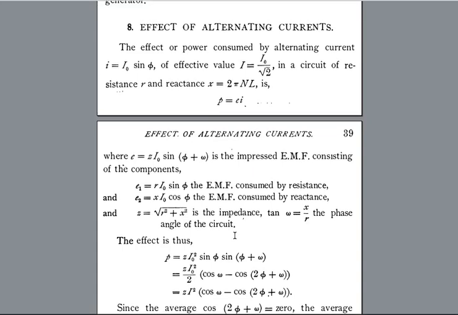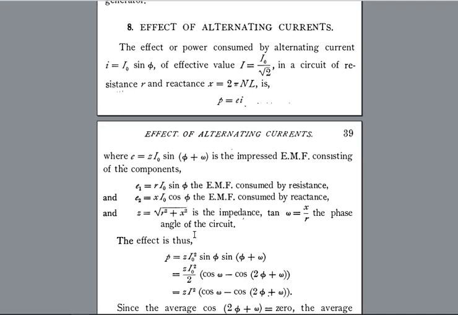Effect of alternating currents. The effect or power consumed by alternating current I equals I0 sine phi, of effective value I equals I0 over square root 2, in a circuit of resistance R and reactance X equals 2 pi N L, is P equals EI, where E equals Z I0 sine(phi plus omega) is the impressed electromotive force, consisting of the components E1 equals R I0 sine phi, the electromotive force consumed by resistance, and E2 equals X I0 cosine phi, the electromotive force consumed by reactance, and Z equals square root of R squared plus X squared is the impedance. Tangent omega equals X over R, the phase angle of the circuit.